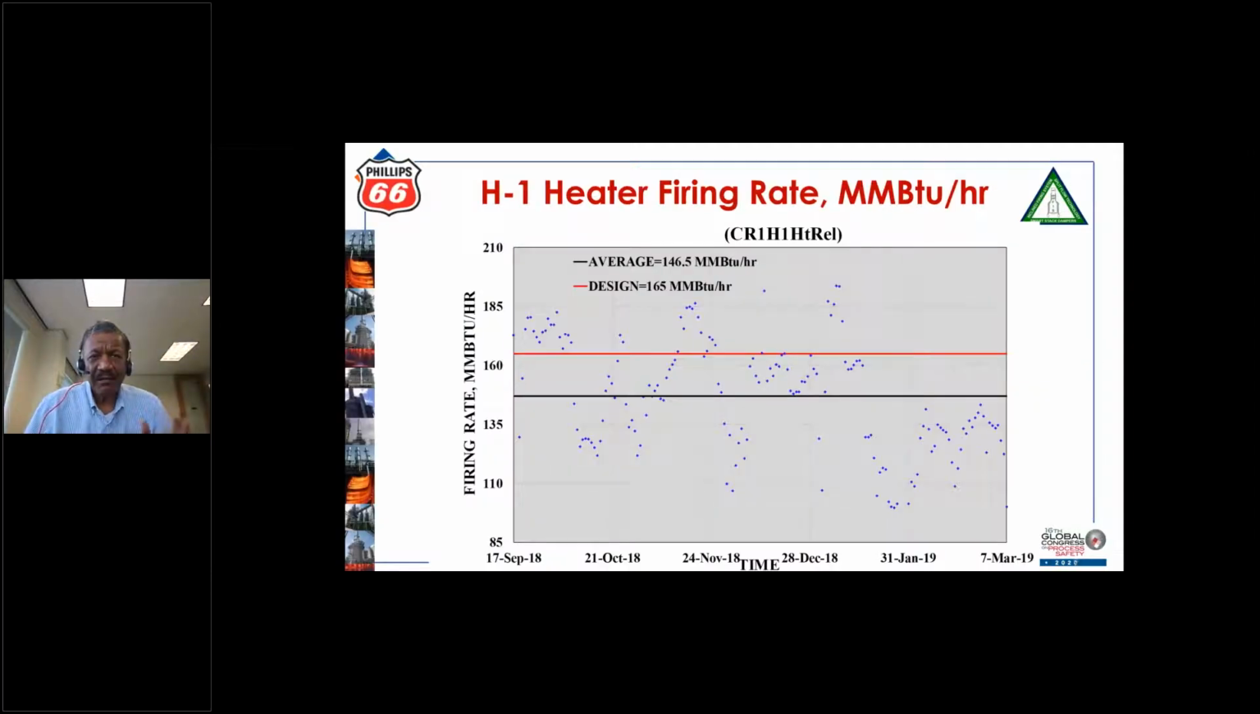We also looked at the firing rate, and it appeared that over a period of about a year or 6 months, the firing was very close to the design. A lot of times it was going above the design, but on an average basis, it was close to the design firing rate. So we ruled out overfiring as one of the causes of tube failures.